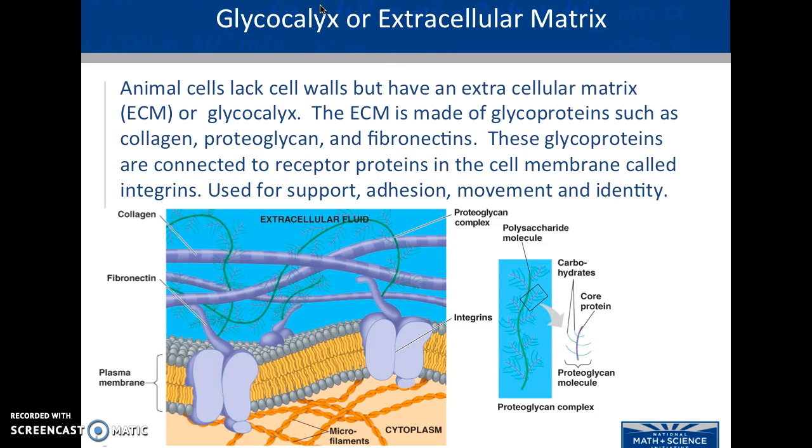Animal cells lack cell walls, but they have what's called an extracellular matrix. This is made of glycoproteins, such as collagen, proteoglycan, fibronectins. These glycoproteins are connected to receptor proteins in the cell membrane. They are used for support, adhesion, movement, and identity. Essentially, what this is saying is that because we do not have a cell wall, we have other evolutionary structures that allow us to still protect and let things in and out, specifically these things.